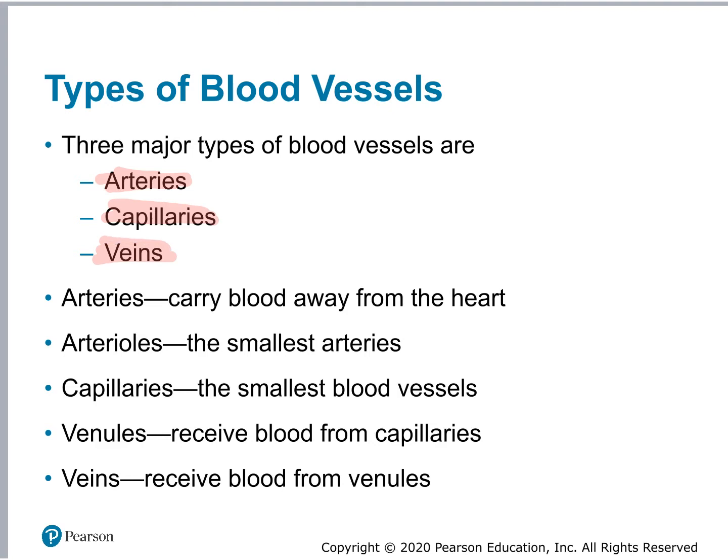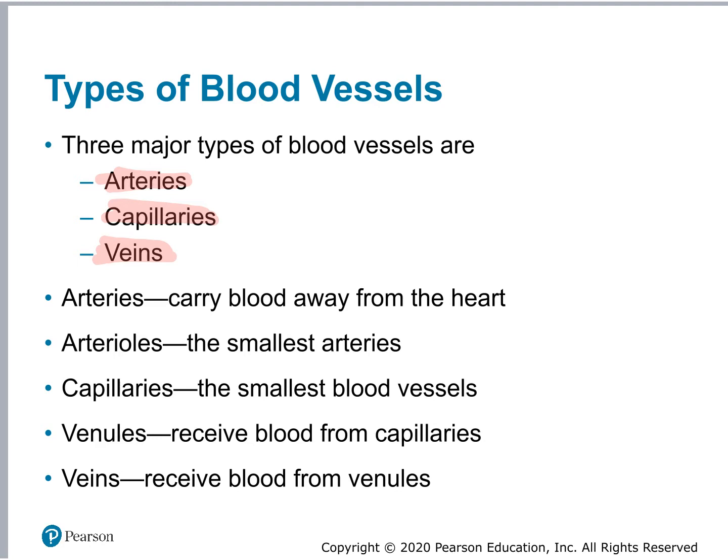And then we have veins. The definition of a vein is a blood vessel carrying blood back to the heart. Not all blood vessels that lead to the heart are going to carry deoxygenated or oxygen-poor blood. Some of the veins, like the pulmonary veins, are carrying oxygen-rich blood to the heart, to the left atrium.